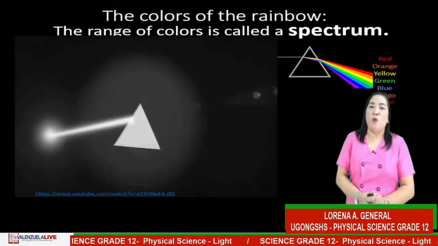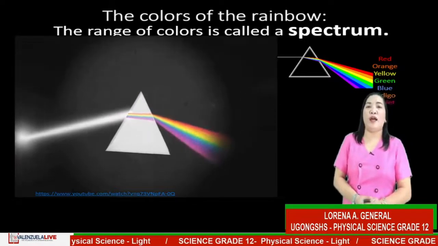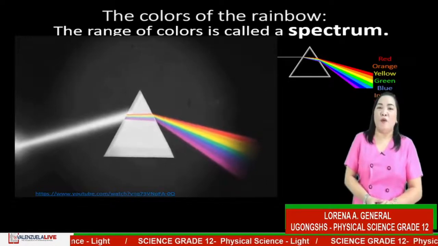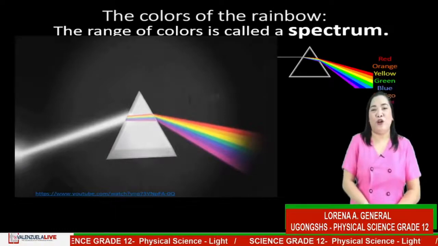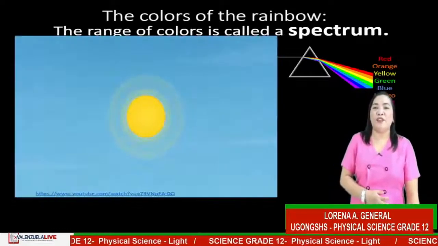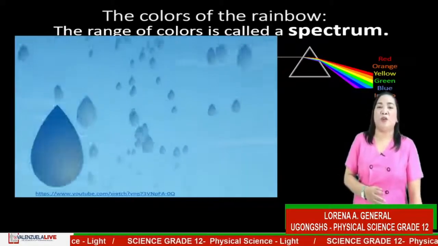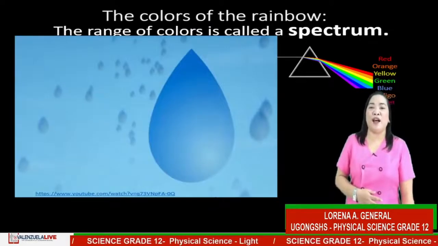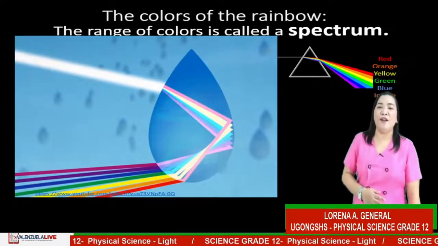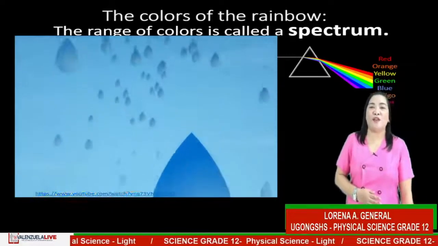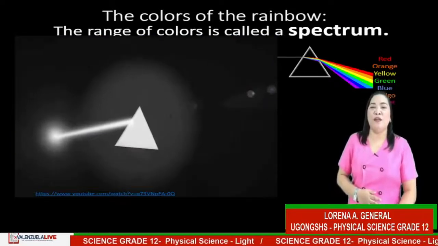Okay, so the colors of the rainbow, the range of colors, is called a spectrum. A rainbow is a meteorological phenomenon that is caused by reflection, refraction, and dispersion of light in water droplets, resulting in a spectrum of light appearing in the sky. It takes the form of a multicolored circular arc. Rainbows caused by sunlight always appear in the section of sky directly opposite the sun.